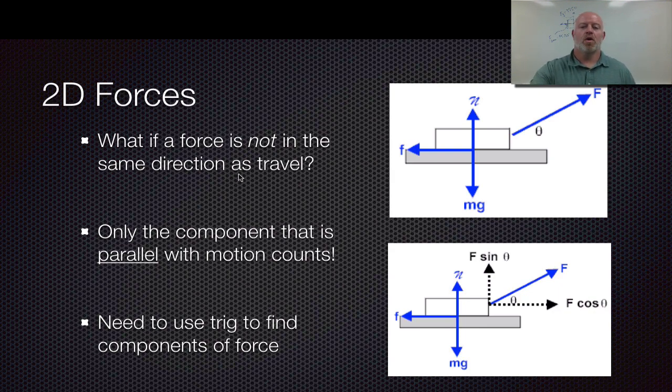We need to look at this from the perspective that friction is pulling us backwards, we have the force of gravity pulling us down and the normal force pulling us up. When we pull at an angle, only the parallel force, not the entire force you're using, only the horizontal component of that force actually contributes to the movement of your object. If the object is moving horizontally, only the horizontal component works. If the object was moving vertically, only the vertical component would work.